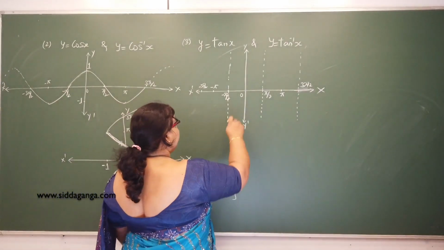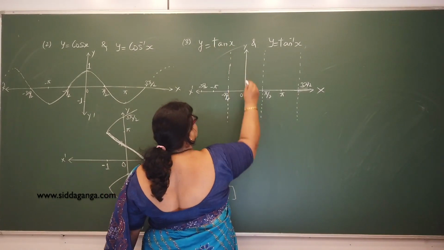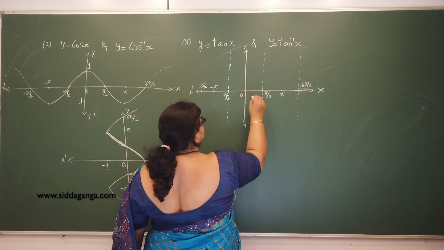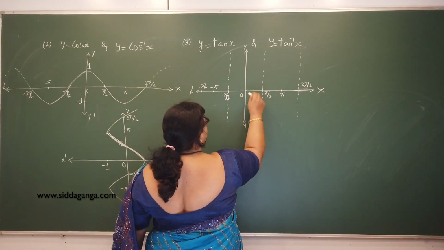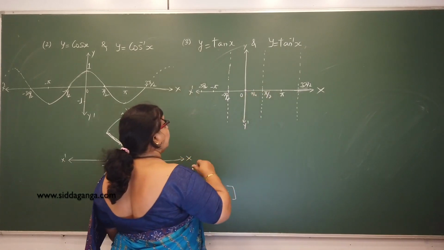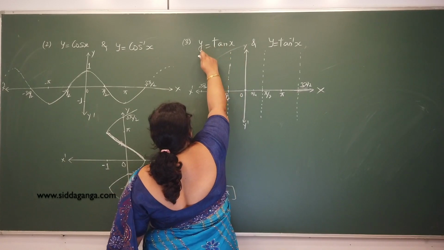So when x equal to 0, then tan 0 degree is nothing but 0. That point comes here. Let us take pi by 4. You take the angle between 0 and pi by 2 as pi by 4. We know that tan pi by 4 value is nothing but 1.